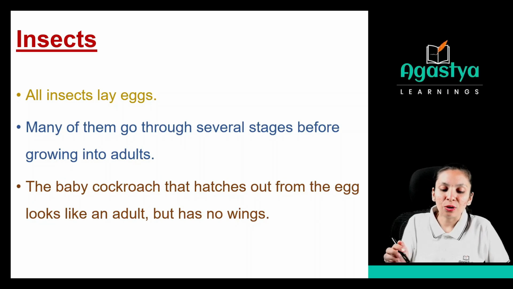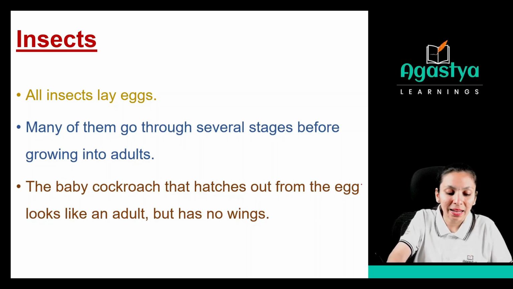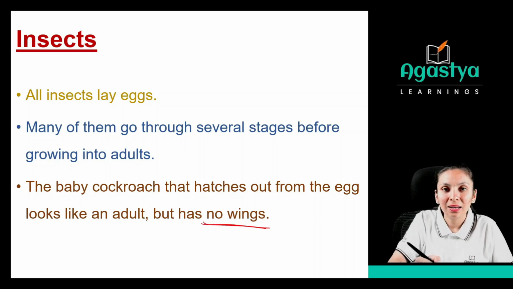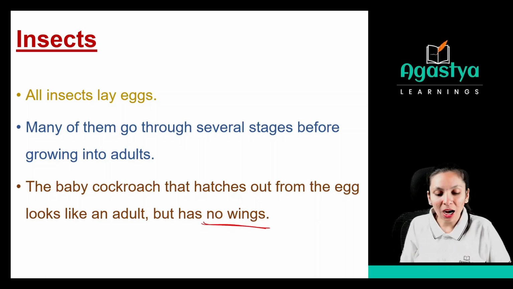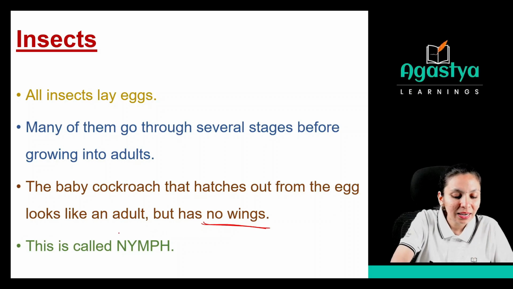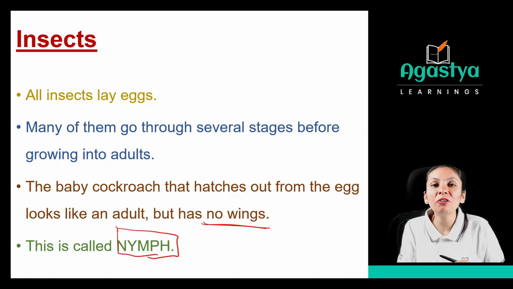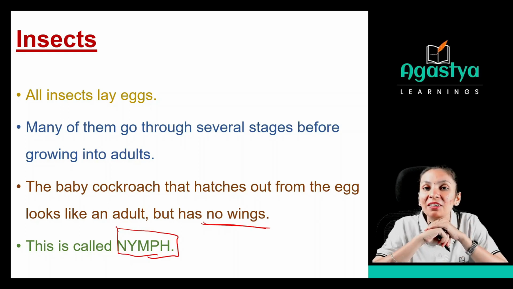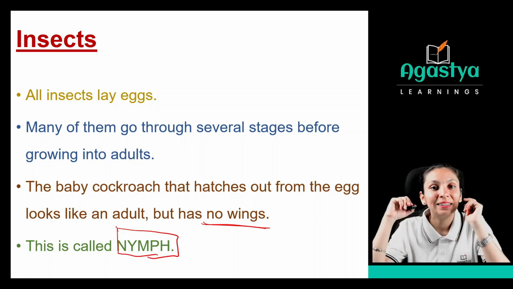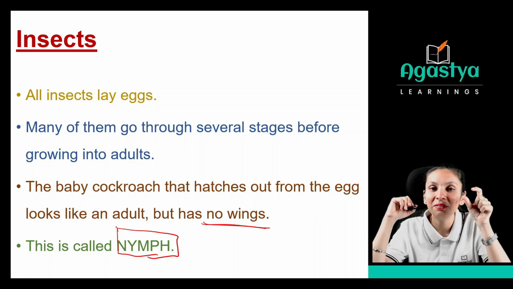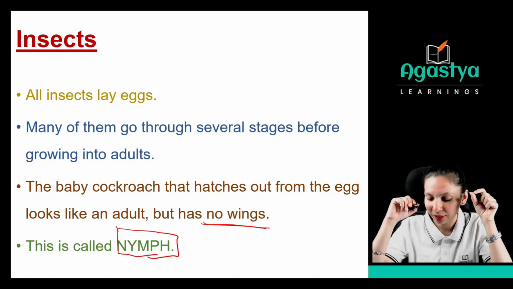So the baby cockroach that hatches out from the egg looks like an adult but has no wings. The structure without a wing is called a nymph, right? We have discussed this in the last image. The young one looks like a cockroach, but it cannot fly. Why can it not fly? Because it does not have wing-like structures. And that stage, without wings, is called a nymph, right?